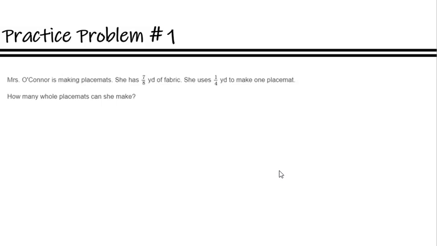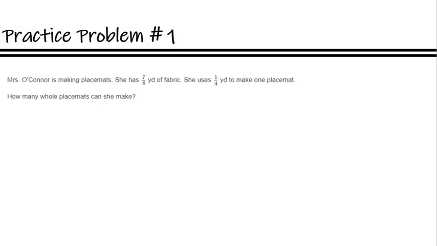I challenge you to pause the video, give it a try, and see if you can go through that process. Okay, so first thing we're going to do is read. Mrs. O'Connor is making placemats. She has 7/8 yards of fabric. She uses 1/4 of a yard to make one placemat. How many whole placemats can she make? So we read. Now we're going to write our problem.